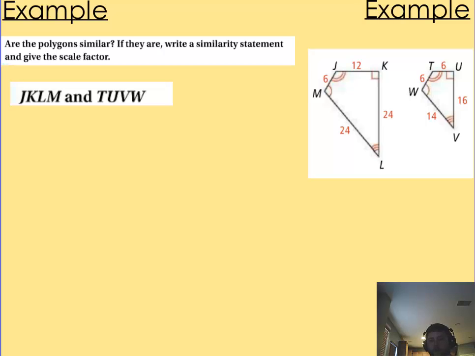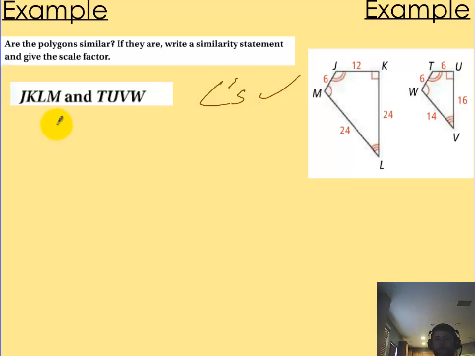Alright, pause the video. Are the polygons similar? If they are, write a similarity statement and give the scale factor. So JKLM and TUVW. You have to make sure that the corresponding angles are congruent. So J is T, K is U, L is V, and M is W. Okay, so the angles check out. Now we have to see if the sides are proportional.